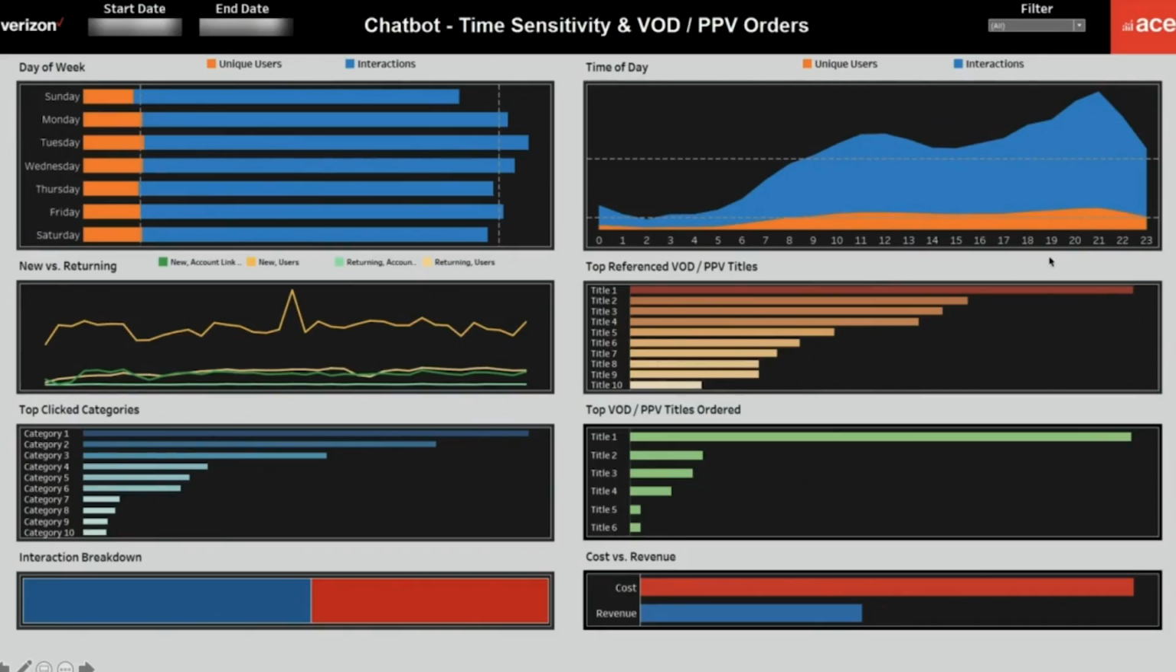And then during the hour of the fight, I could now see how many pay-per-view VOD titles were referenced, how many were converted, and what the interaction breakdown was. So how many were converted completely by the bot without any human intervention. That helps us reduce cost and increase revenue with such automated systems. So it's important to understand the time sensitivity, and when the engagement happens on digital products as well.